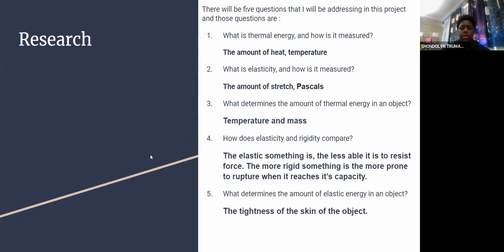The research questions in this experiment are: what is thermal energy and how is it measured? What is elasticity and how is it measured? What determines the amount of thermal energy in an object? How do elasticity and rigidity compare? And what determines the amount of elastic energy in an object?